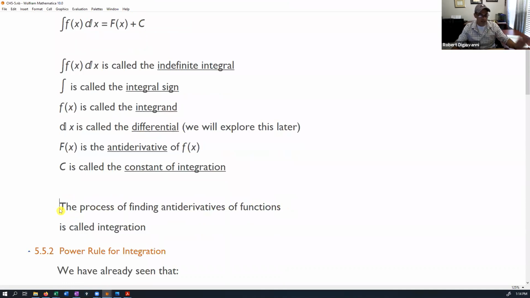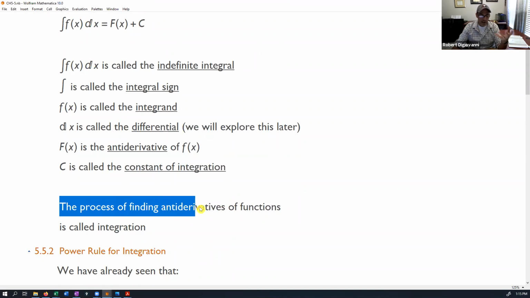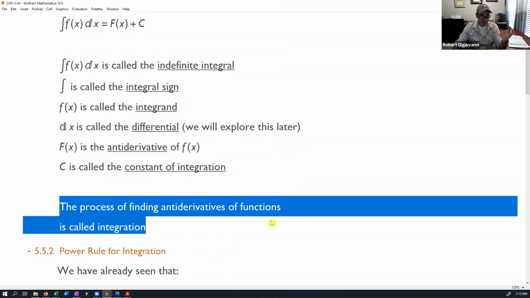The actual procedure that we are doing of finding antiderivatives of functions is called integration. So Cal 1 was all about differentiation, taking derivatives. Cal 2 is all about integration, the reverse process.